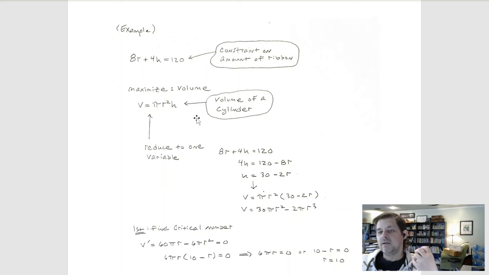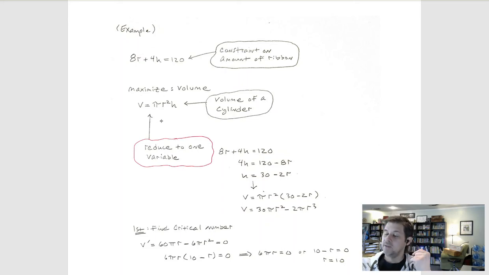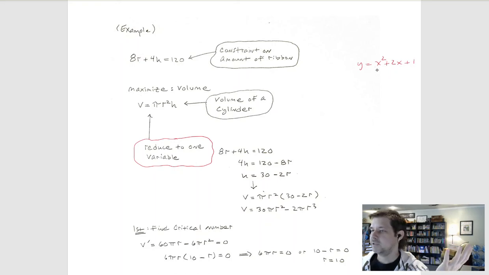The trick with this, when you have two equations, is this very important step of reducing it to one variable. Everything that we do in calculus at this level, maybe someday you'll take a calculus course where you deal with several variables at once, but in our class, the functions have one variable. Like if I say y equals x squared plus 2x plus 1, there's just one variable, and it's x. But in this equation or this one, there are two: r for radius and h for height. So I need to reduce that to one variable.